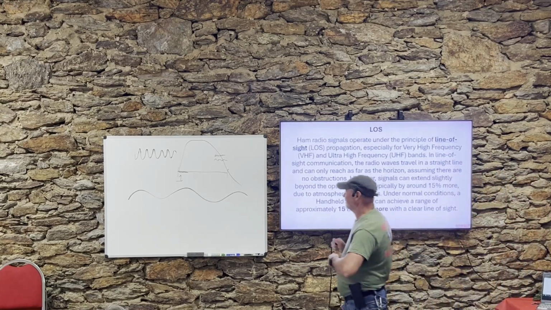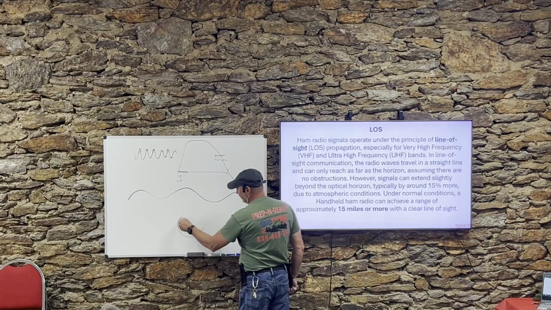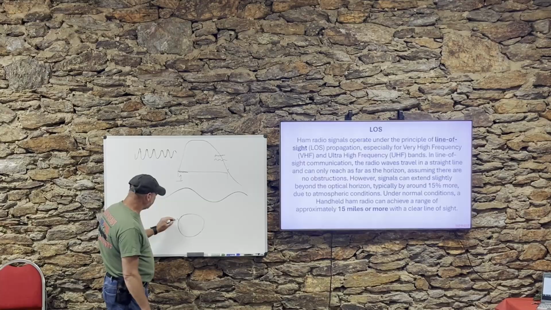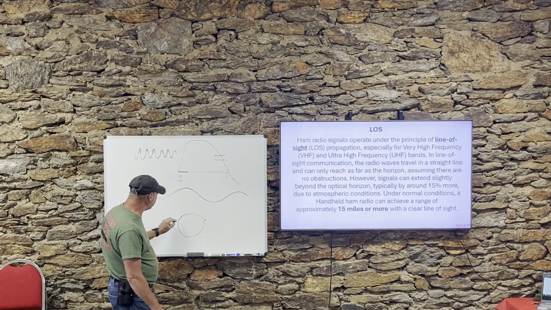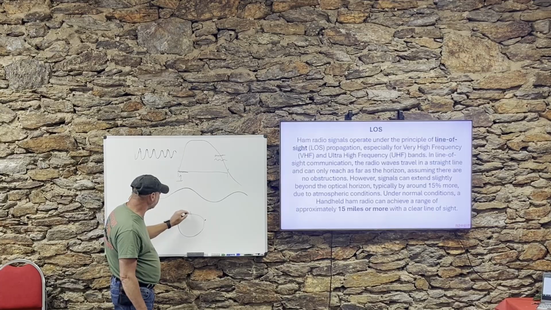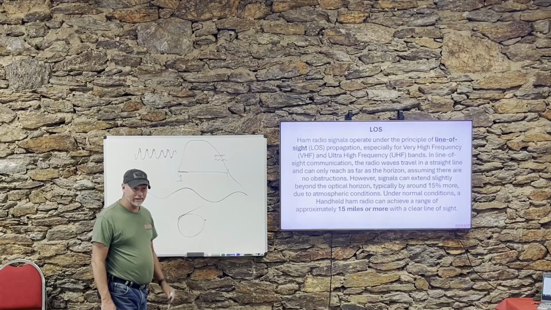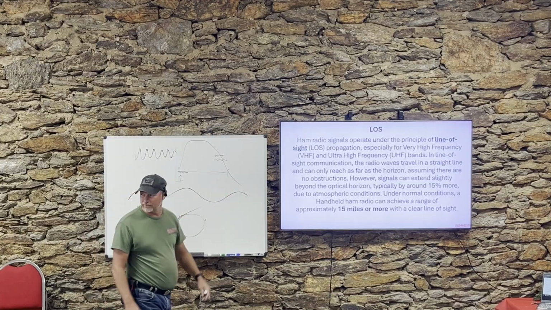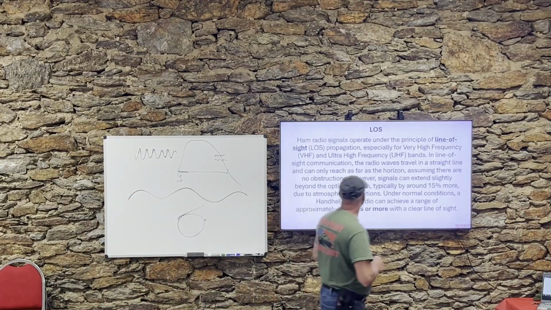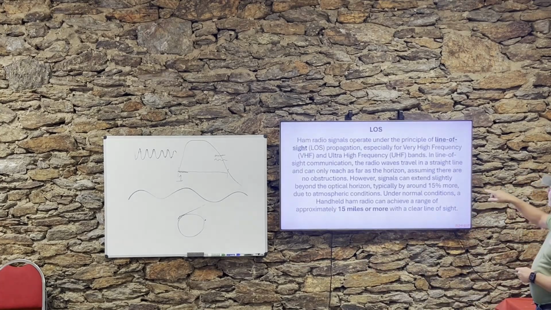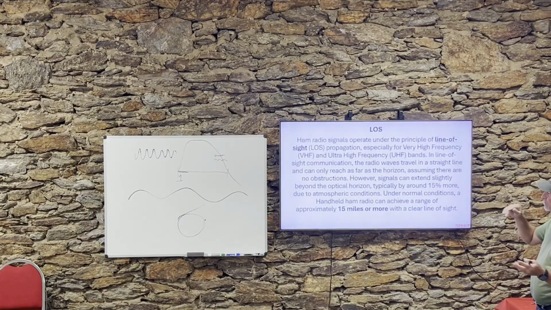All right. So you've got a round earth. You're standing here. Your other person is standing here. If you're on UHF and VHF and you broadcast the signal, that's how it goes. It goes in a straight line. All right. Let's see here. Where was I at? Travel in a straight line and can only reach as far as the horizon, assuming there are no obstructions.